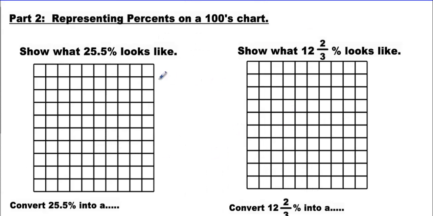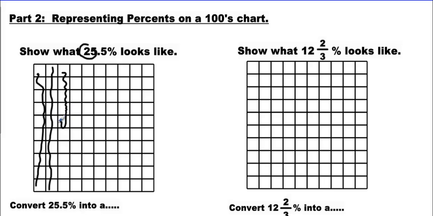Let's get a little bit more advanced. We're going to represent this in the shadings. We're going to represent 25. So we're going to color 25 blocks. So we're going to go 20 over here. I'll do it the fast way. Let's go like this. Let's go 20. This is 10. We're going to go 20 shaded. We're going to go 5 more.